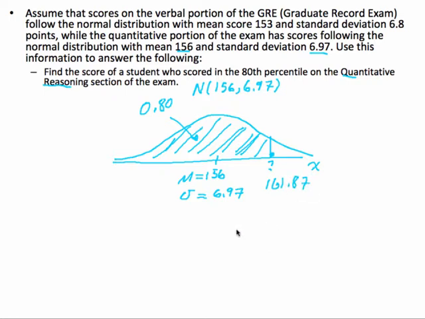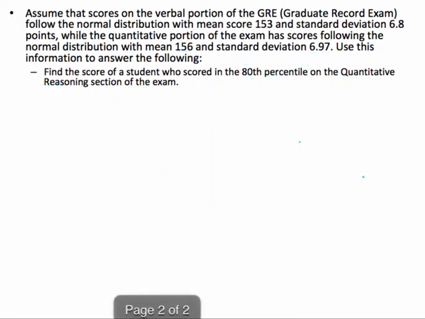161.87. Okay, so hopefully that made sense. Now, the key thing here is that notice they gave us a percentile. When they give you a percentile, what that means is they're giving you an area, and you need to give back a position on the axes. Okay, let's go ahead and take a look at another one of these.